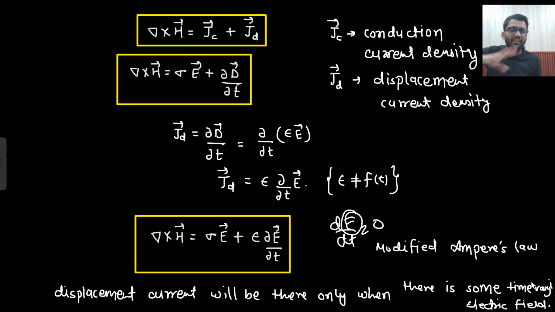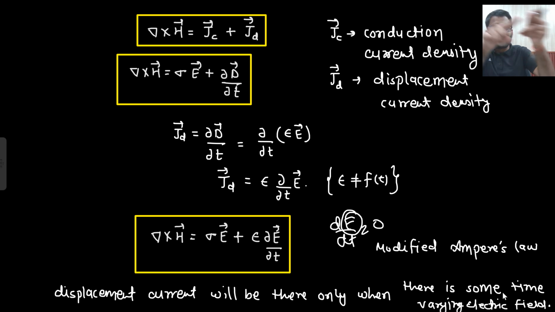Changing can also be taken with respect to space coordinates, that the electric field is changing with respect to space, but here I mean time varying. So if there is some time varying electric field, that will generate a displacement current, and because of that displacement current there will be some magnetic field generated. Is that clear to you?